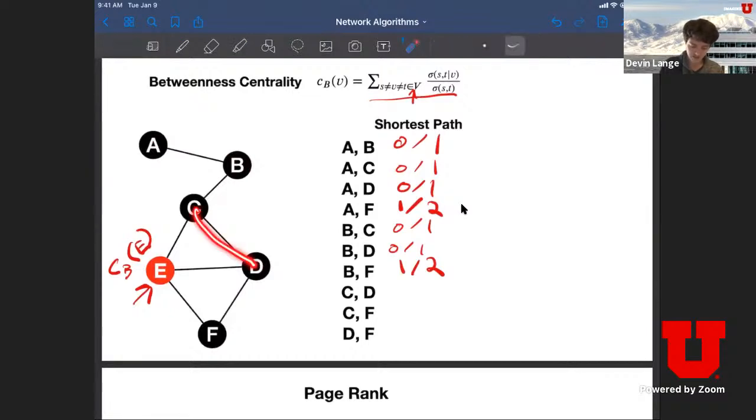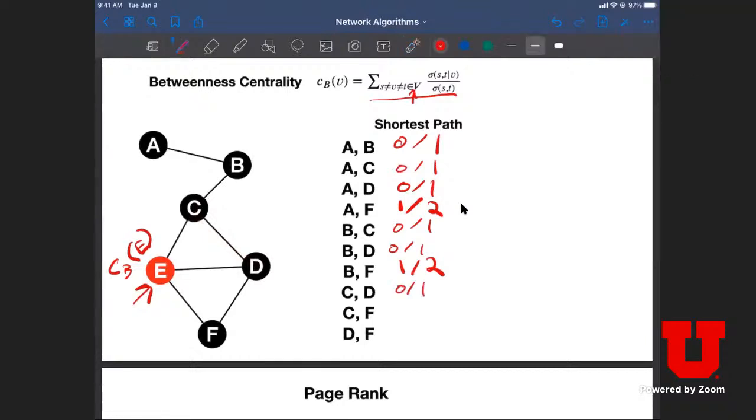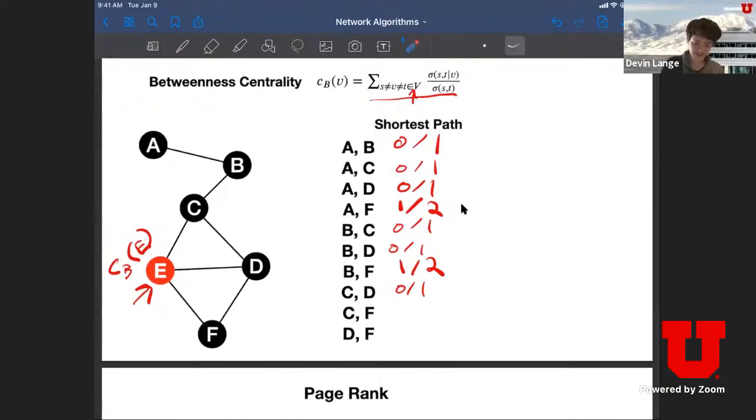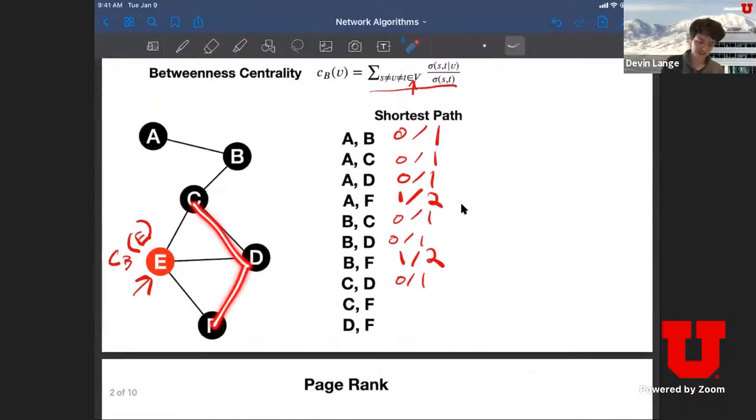C to D also is an O for 1. And then C to F, again, is this one little diamond where we get 1 of 2. And then finally, D to F does not include E.